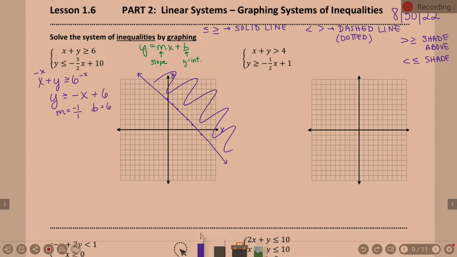You will shade below. Sorry, I'm not very organized with my side notes, but these are all just your little pieces that you might need, right? So here we did a solid line, and we shaded above.